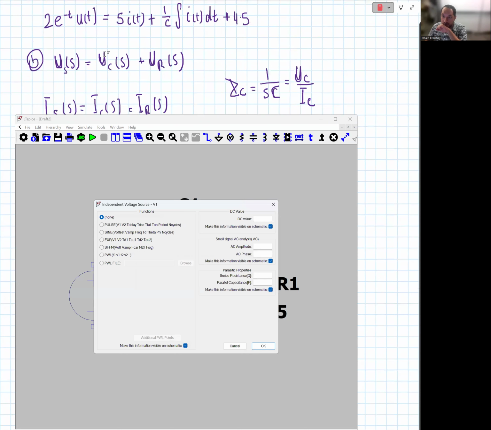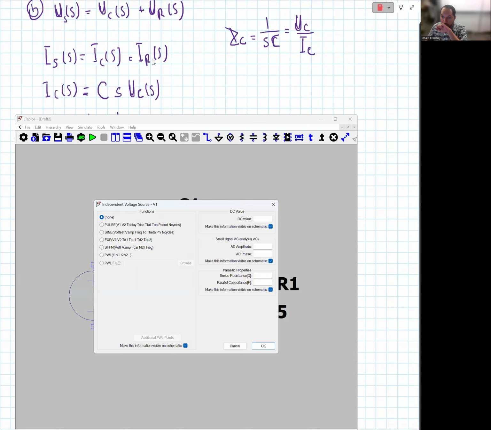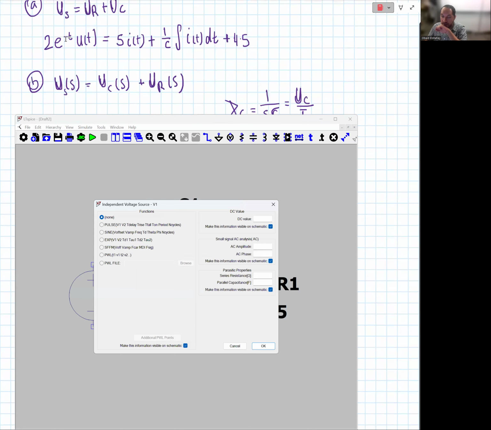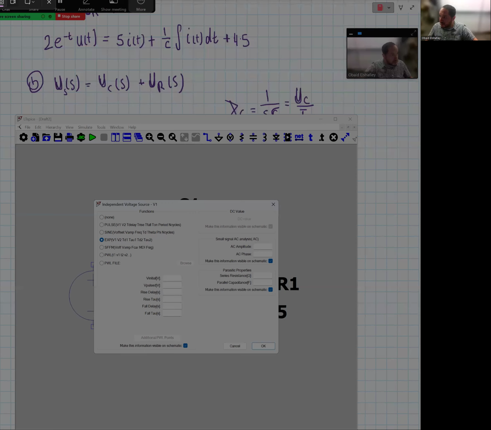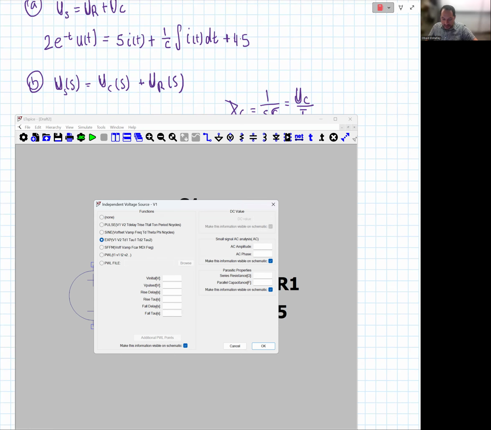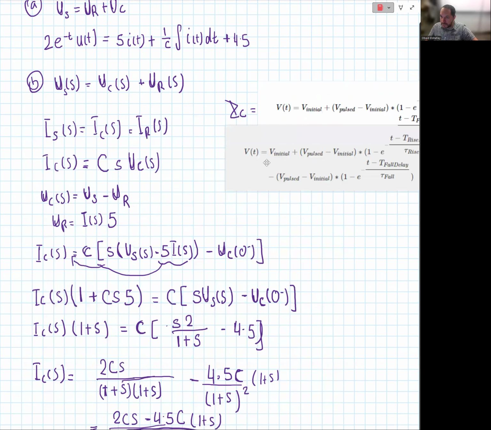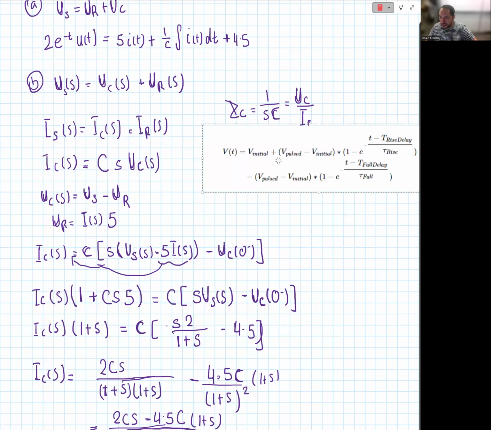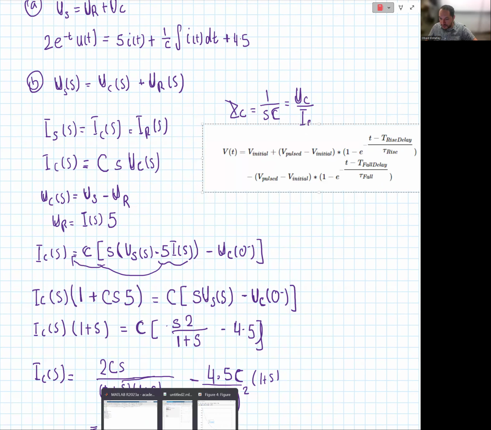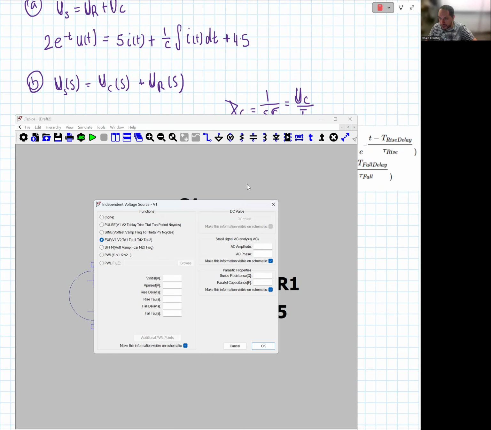And we mentioned V(s) is equal to, from part A, 2 e^(-t) times u(t). But if we pick an exponential source, you'll find it's a bit complicated. So there is this function that defines the parameters needed to create an exponential source.